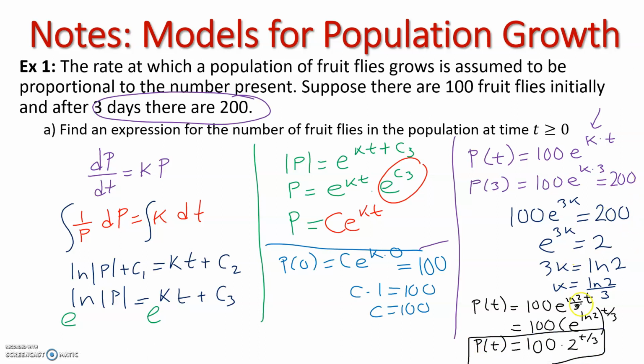Now, when you actually look at the final expression, it should make sense. We see here the 100, which represents our initial fruit fly population, and then we see this times 2, which suggests a doubling of the population, but in this, t over 3 suggests that the population doubles in a total of 3 days. So we see that here, this 3 days.